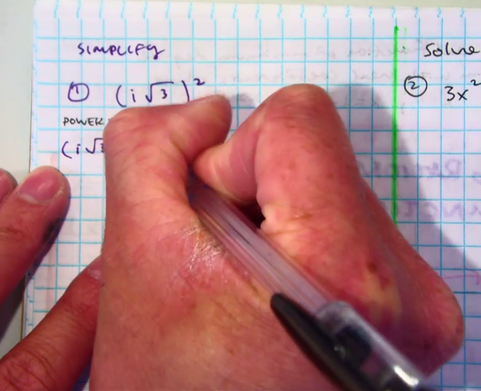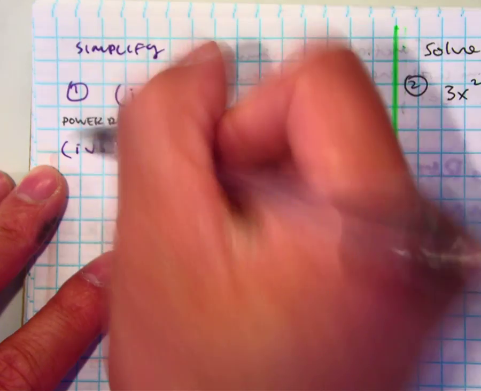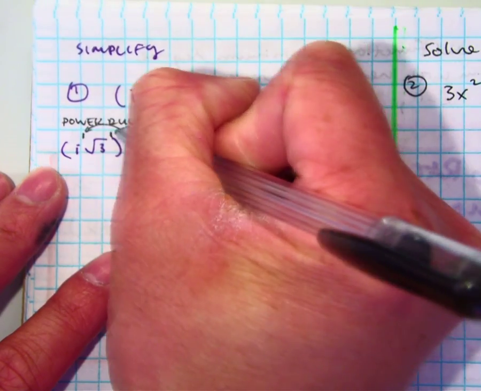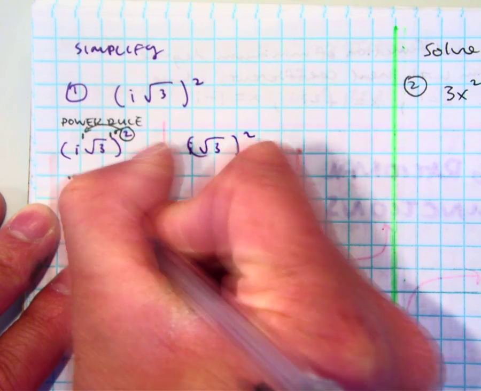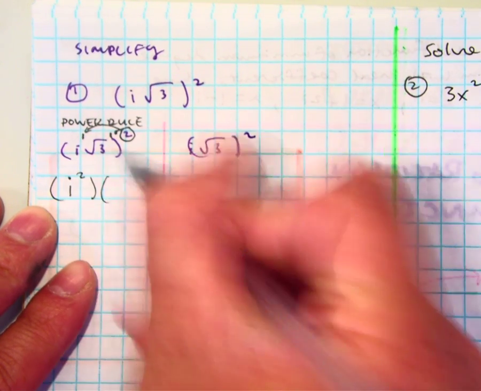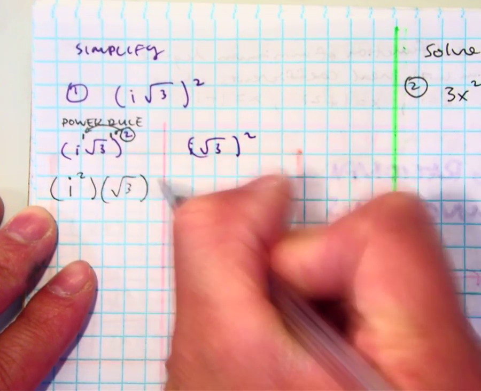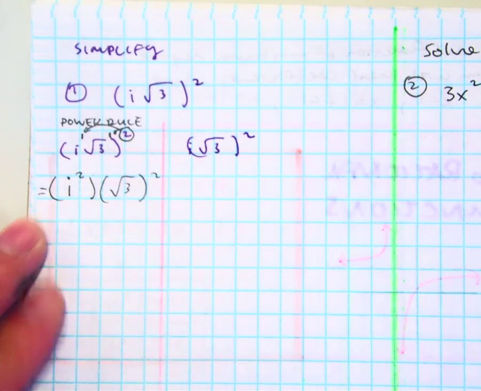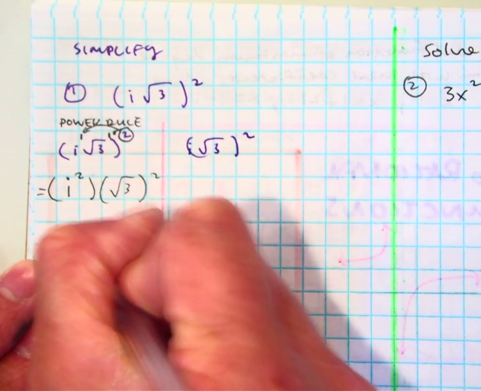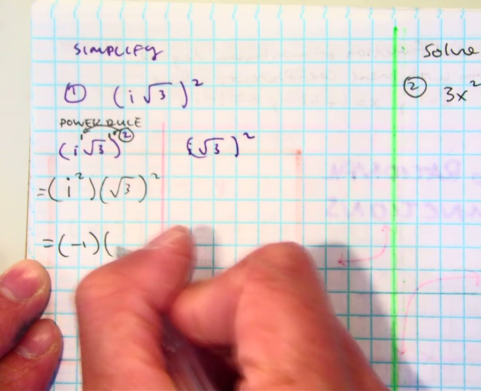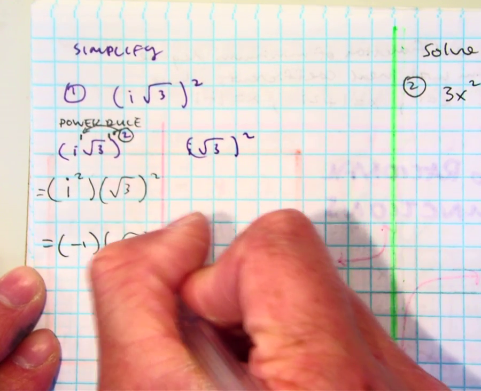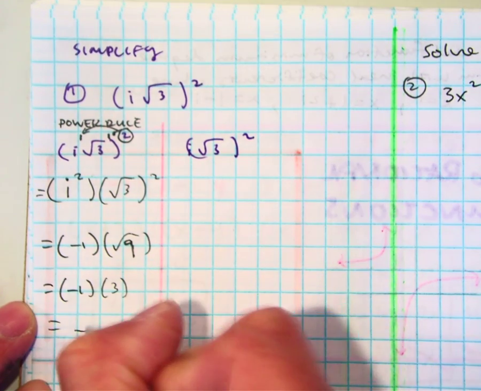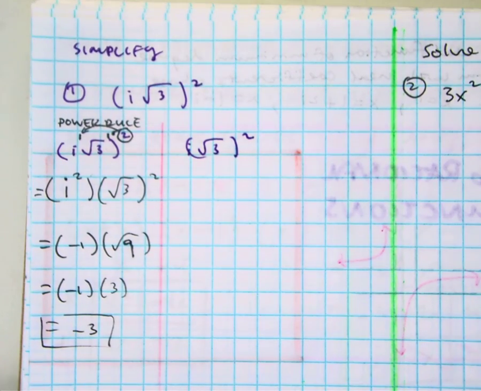I'm going to take this 2, which is on the outside of the parentheses, and I'm going to distribute to its powers. So this means I get i squared, and this means I get radical 3, this expression squared, or you can put that one power on the 2 on the outside. Class, what's i squared? Radical 3 squared is radical 9, which is what? So negative 1 times 3 gives you negative 3. Raise your hand if you got that.